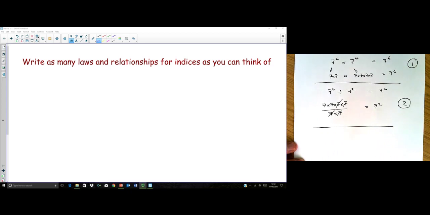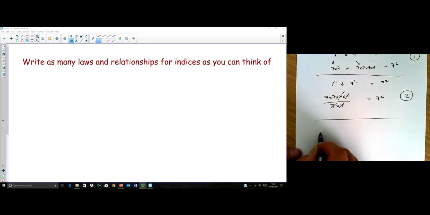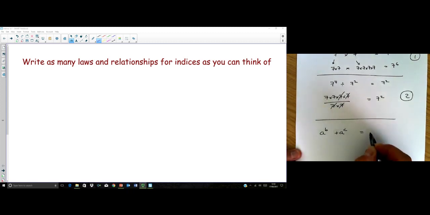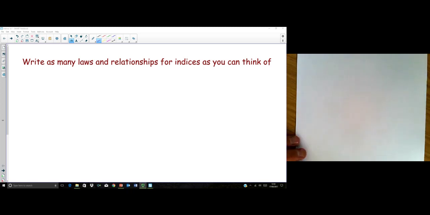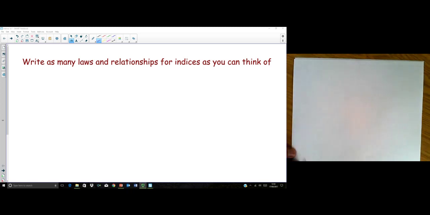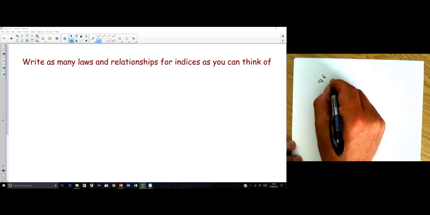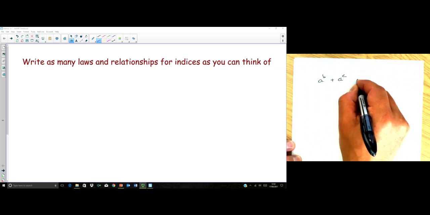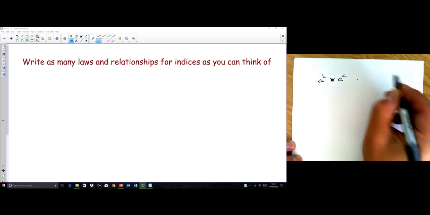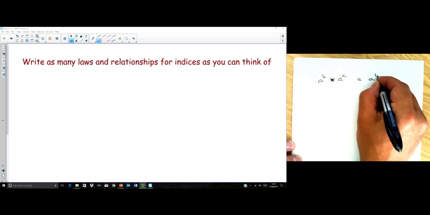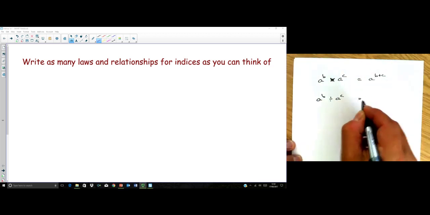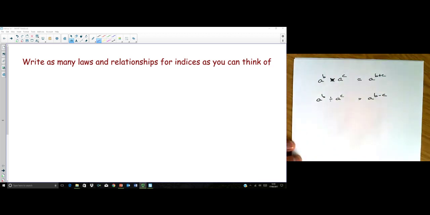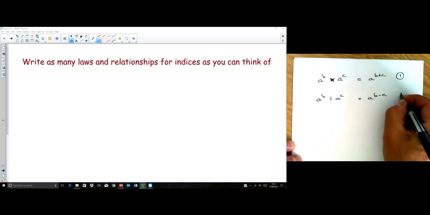If we were going to write rule 1 and rule 2 in general form, we could say that A to the B times A to the C is equal to A to the B plus C. And equally, A to the B divided by A to the C is equal to A to the B minus C. So those are our first two laws of indices.